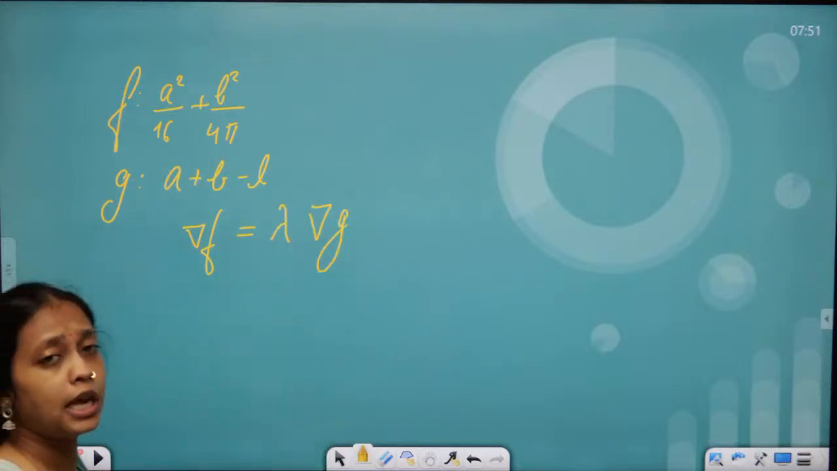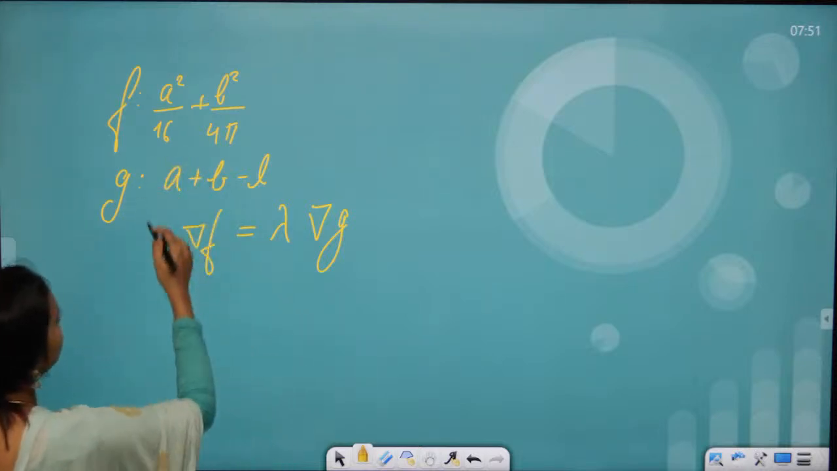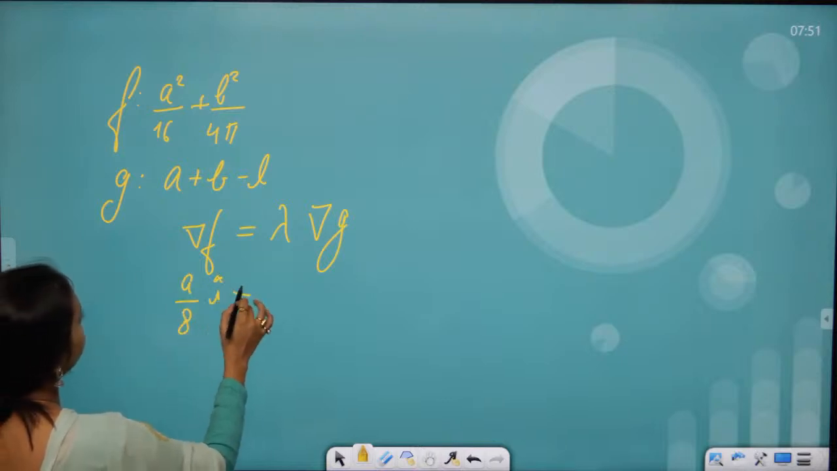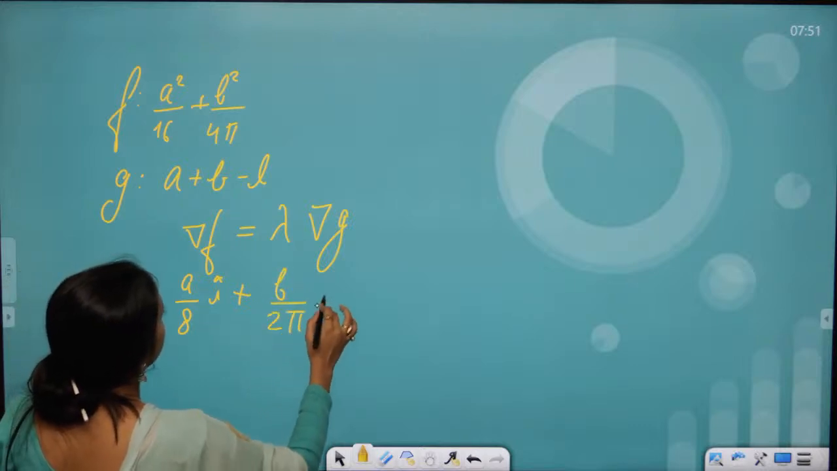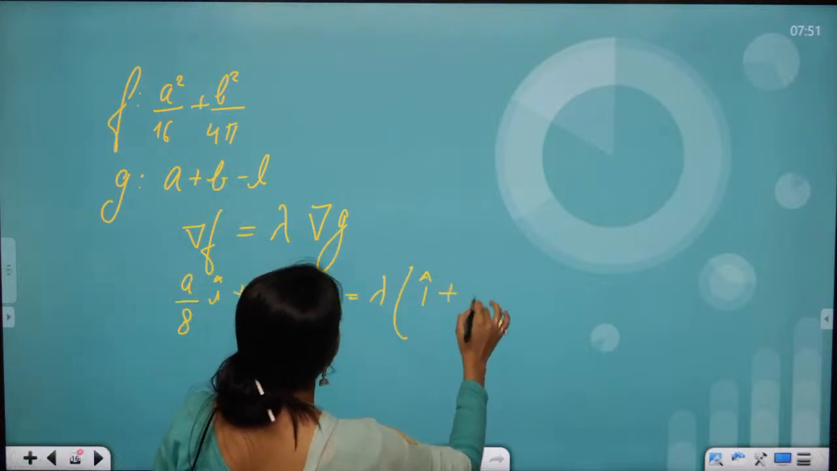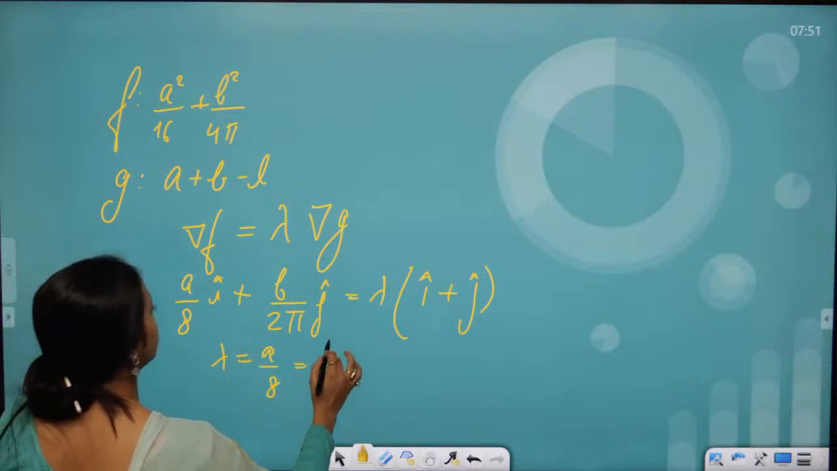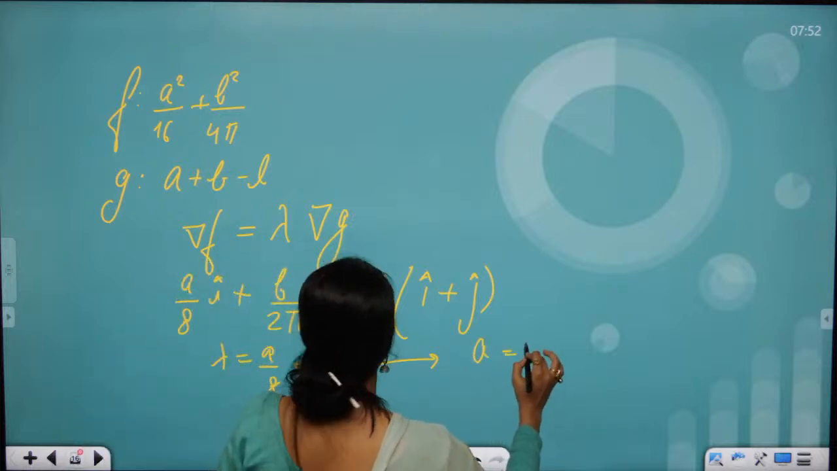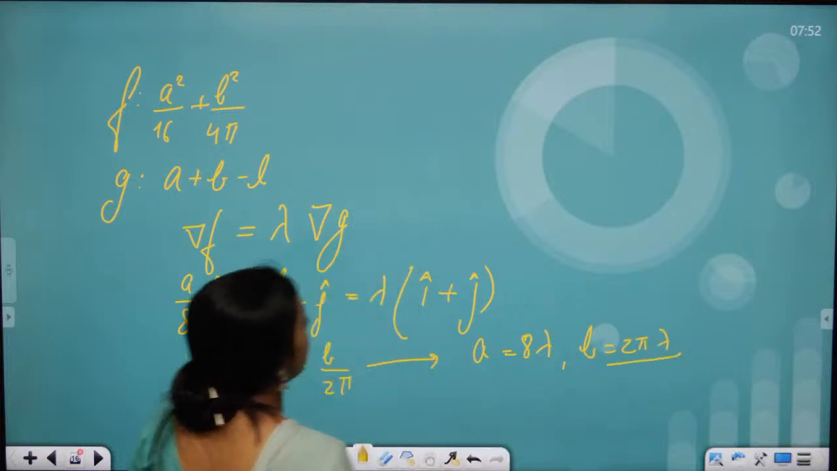First equation in the Lagrange's method of multiplier. Then you find the value of lambda. Over here what it will be? This is just a by 8 i cap plus b by 2 pi j cap is equal to lambda times i cap plus j cap. Equate the value, lambda you are getting a by 8 equals to b by 2 pi. You get the value of a and b. A is 8 times lambda, b is 2 pi lambda.